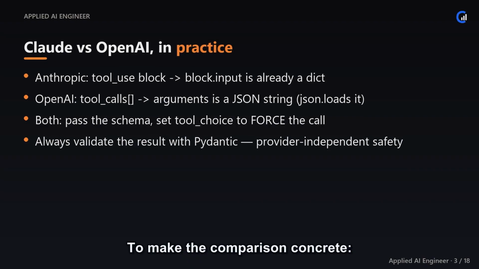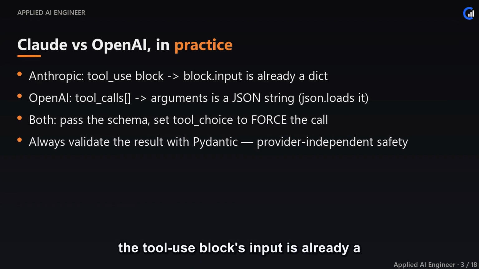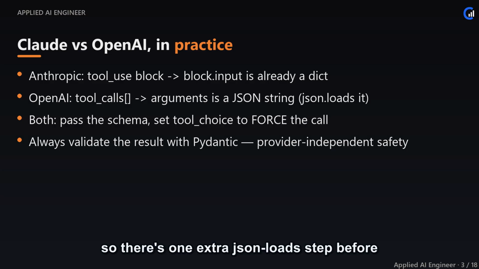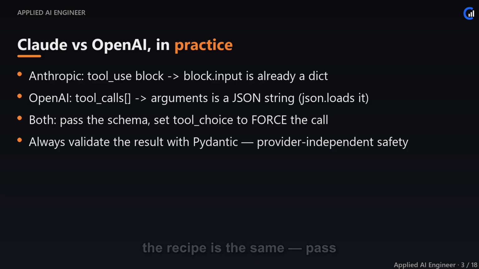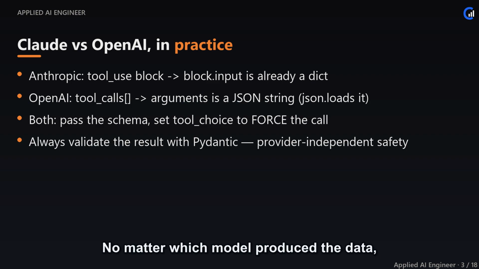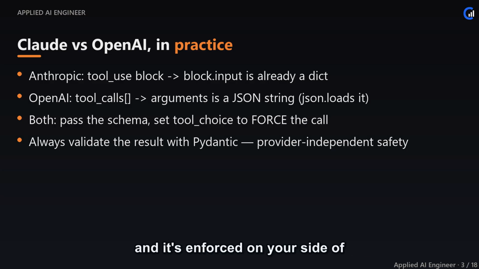To make the comparison concrete, with Anthropic, the tool-use block's input is already a parsed dictionary, so you go straight to validation. With OpenAI, the arguments arrive as a JSON string, so there's one extra json.loads step before validating. In both, the recipe is the same: pass the schema, force the call, then validate with Pydantic. That final validation step is provider independent. No matter which model produced the data, the contract is yours, and it's enforced on your side of the wire.